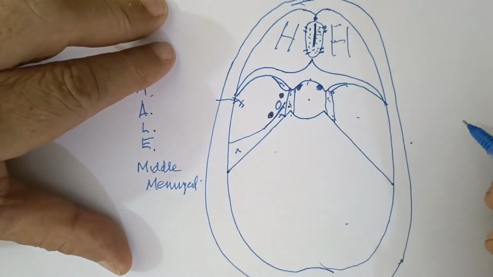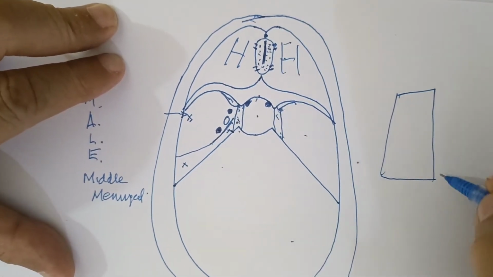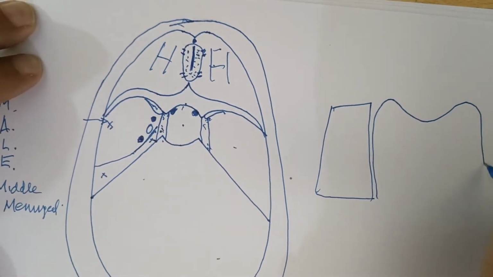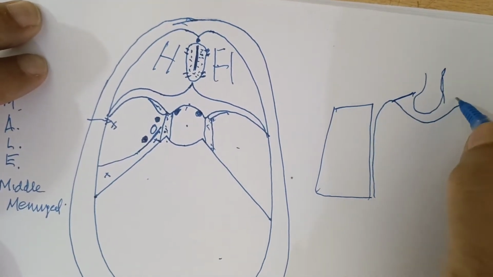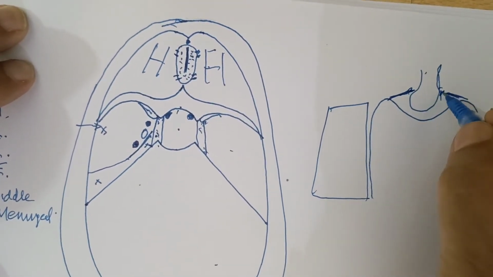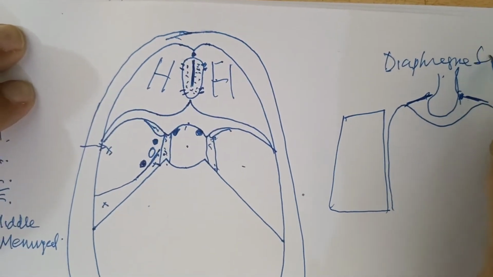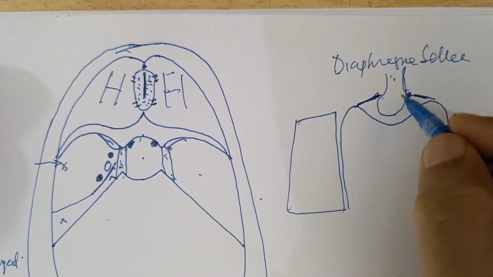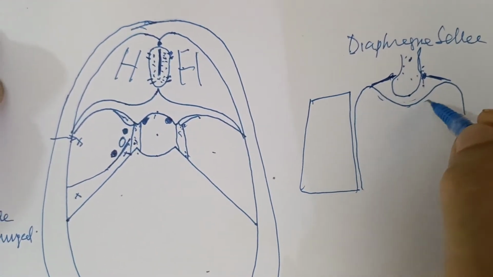Here we are looking at a section of the cavernous sinus. Here is the body of the sphenoid, the sella turcica, in which is lying the pituitary, and there is a meningeal roof which has a hole in between. This is called the diaphragma sellae, and this diaphragma sellae has a hole in the center through which the pituitary stalk passes, and the body lies in the sella turcica.